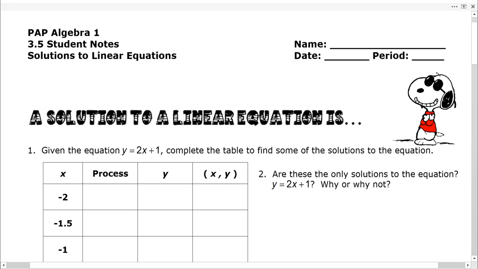Okay, linear equation solutions. A solution to a linear equation is an ordered pair.